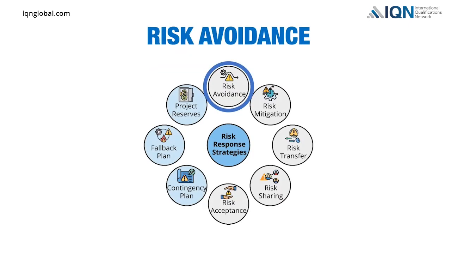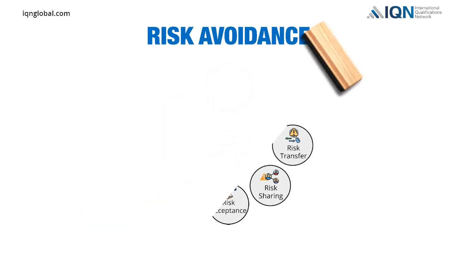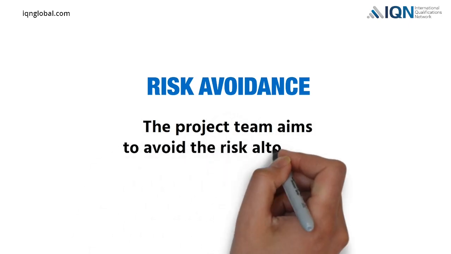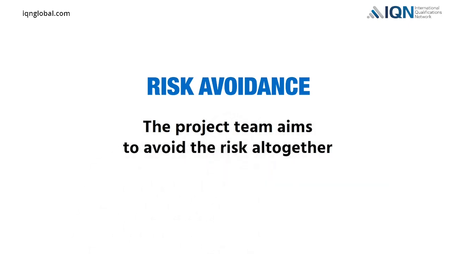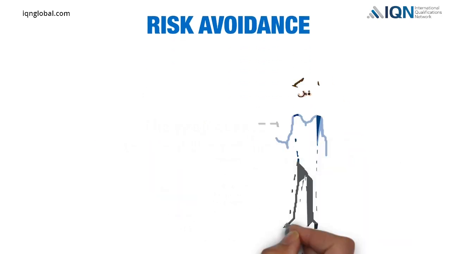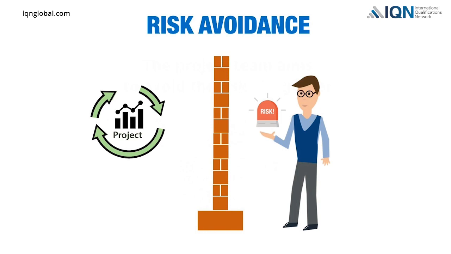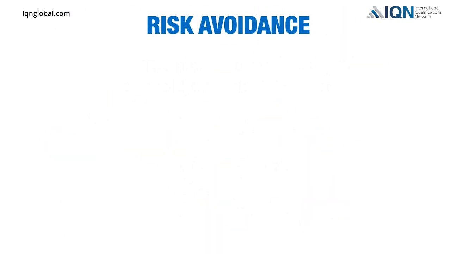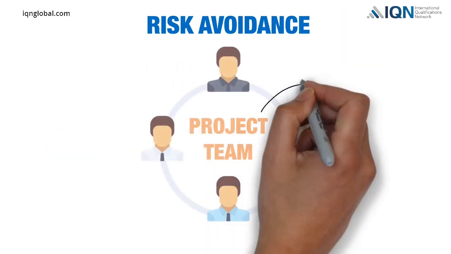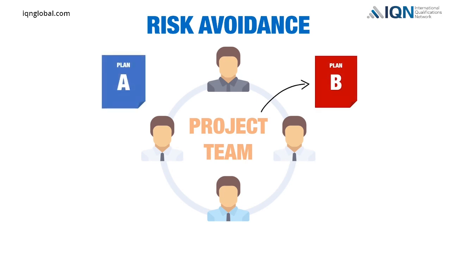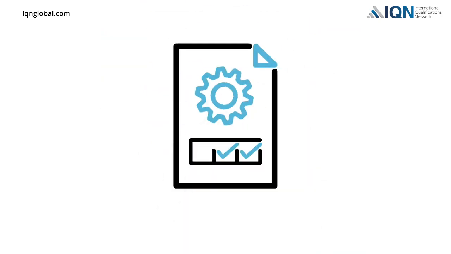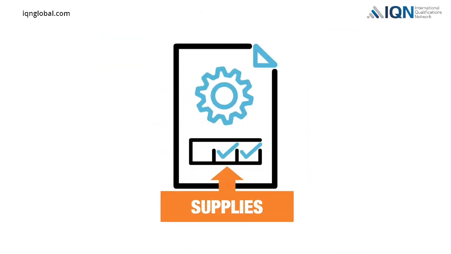Risk avoidance. With the risk avoidance strategy, the project team aims to avoid the risk altogether. Risk avoidance strategy ensures that the identified risk has no chance of threatening the project anymore. Through risk avoidance, a project team decides to use a different plan from the original one to eliminate or avoid a potential risk. For example, consider a project which needs supplies for some of its activities.